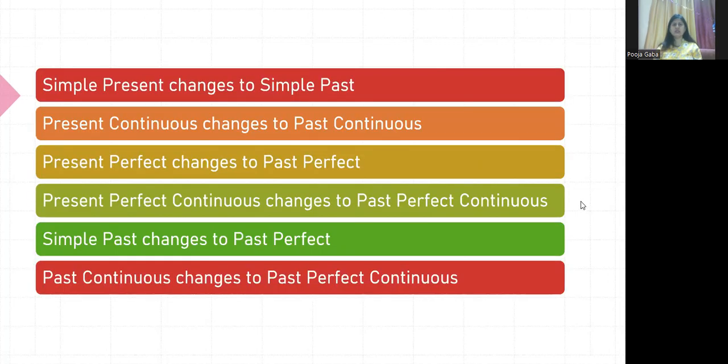According to those rules, there are certain changes in the tenses. Simple present changes to simple past. Means if the direct speech is in simple present, in indirect speech the reported speech will become simple past. Present continuous changes to past continuous. Present perfect changes to past perfect. Present perfect continuous changes to past perfect continuous. Simple past changes to past perfect, and past continuous changes to past perfect continuous. Now these were the changes in the tenses.